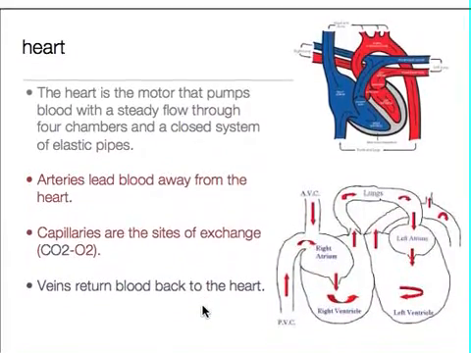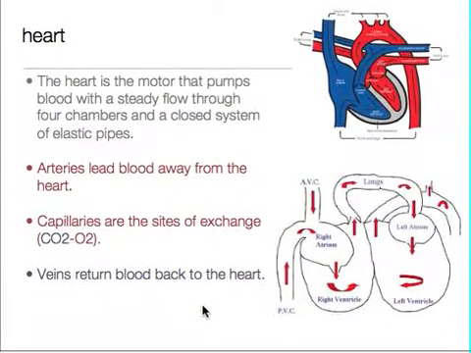Cool. The heart is an interesting thing. It's a pump, and it pumps the blood with a steady flow through 4 chambers and through a closed system of elastic pipes. So when we look at the terms arteries and veins, you've heard them before, right? The arteries are vessels that lead blood away from the heart. And then the veins are vessels that return the blood back to the heart.